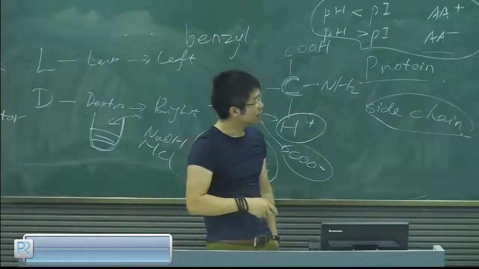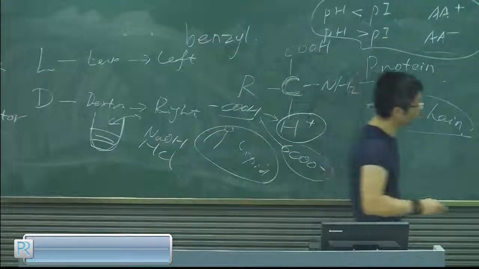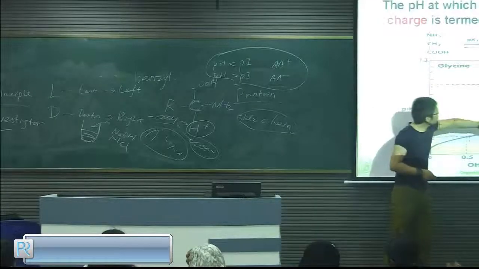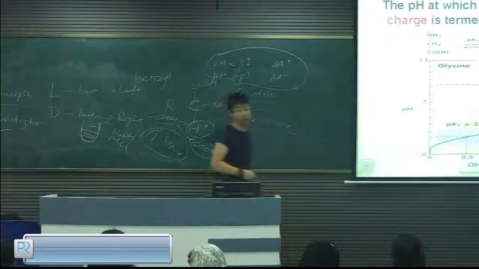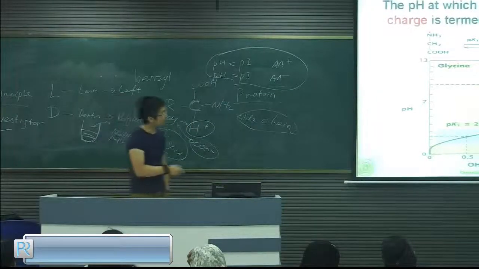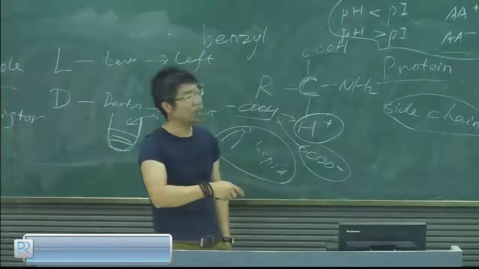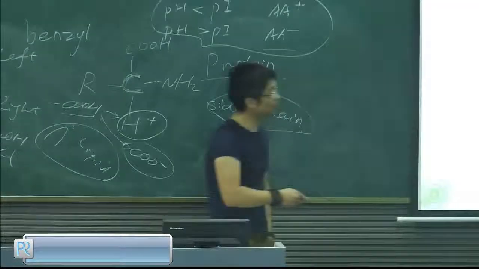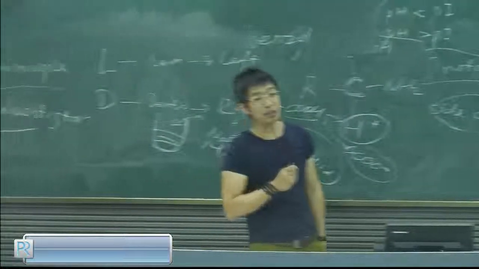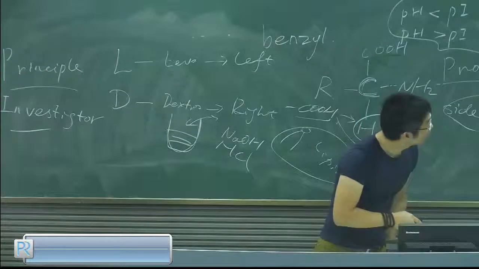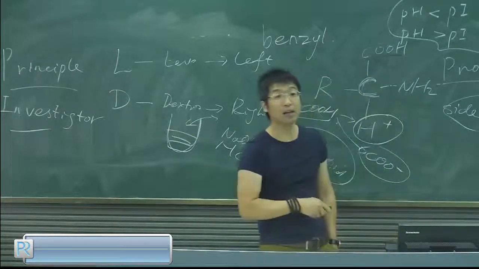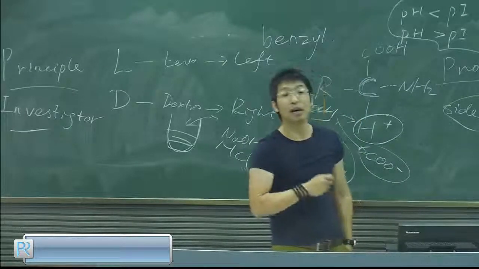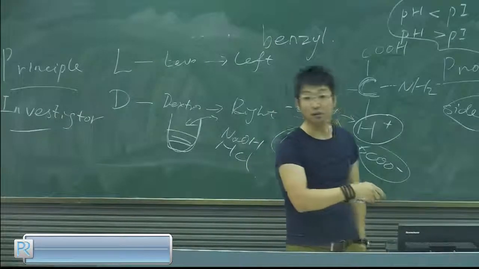So you can see here, based on this equation, the PI is 5.97. But you know the PI is not always the average of the smaller pK and the higher pK. Maybe you can calculate: 2.34 plus 9.60 equals what? 11.94, almost 12, right? Combined together, almost 12. And here is the average of these two numbers, right?